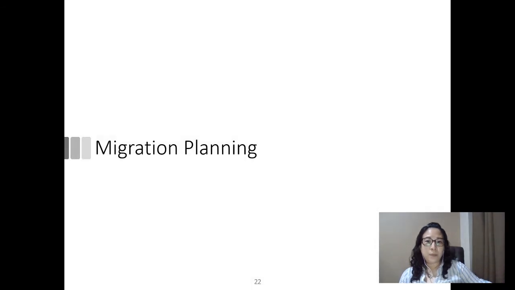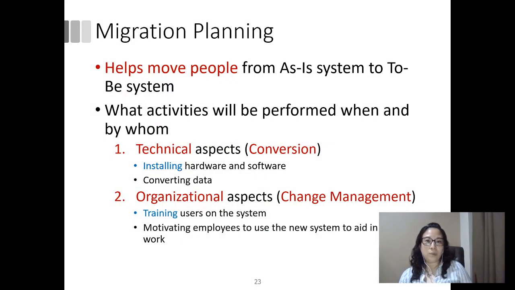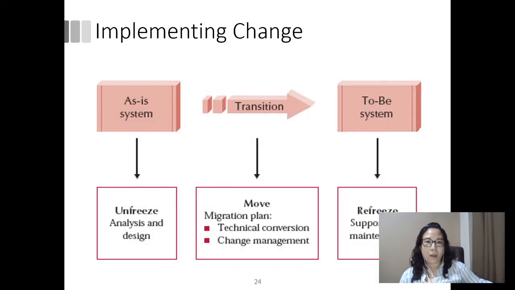Okay, and then we will go to the migration planning. The migration planning is actually to help the people in the company move from the as-is system to the to-be system. There will be two activities: one from the technical aspect, and one from the organizational aspect. The technical aspect, we usually call it conversion, and the organizational aspect, we usually call it change management.